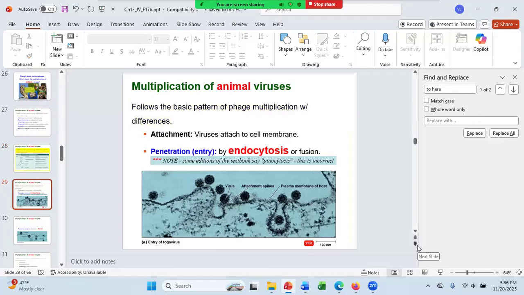Another difference that you need to know is animal viruses have a different way of getting into the cell. They do have attachment that's very similar, and that is the virus has a ligand or adhesion molecule which binds to a cell receptor. So there will be certain molecules on a cell that the virus will bind to, and those are called cell receptors. And then there are certain molecules on the virus that bind specifically to the cell receptor. And depending on who the author is, those are either called ligands or adhesions.